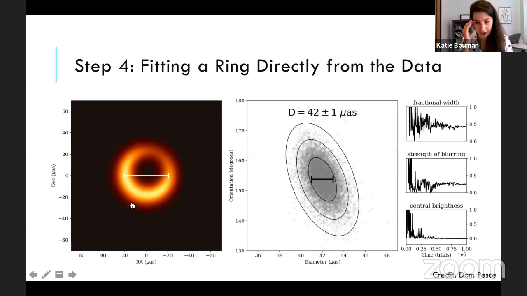It's a pretty high frequency for radio telescopes. So a lot of telescopes around the world do not observe at this frequency, which is why it is so hard to find telescopes that we can add to the EHT array.